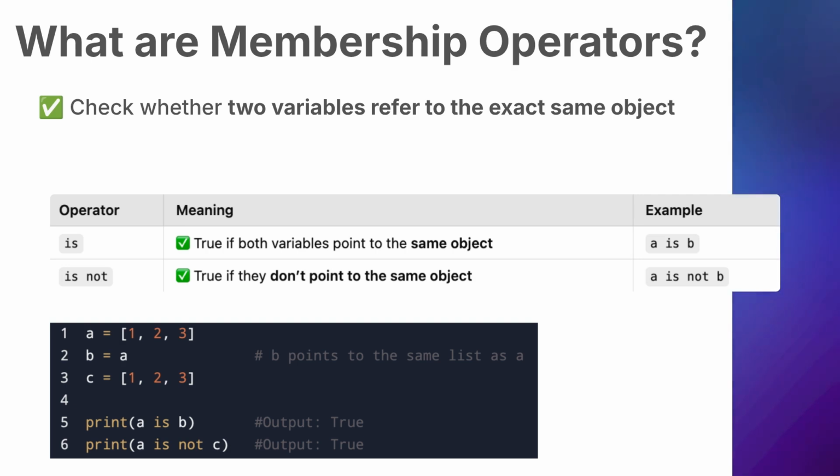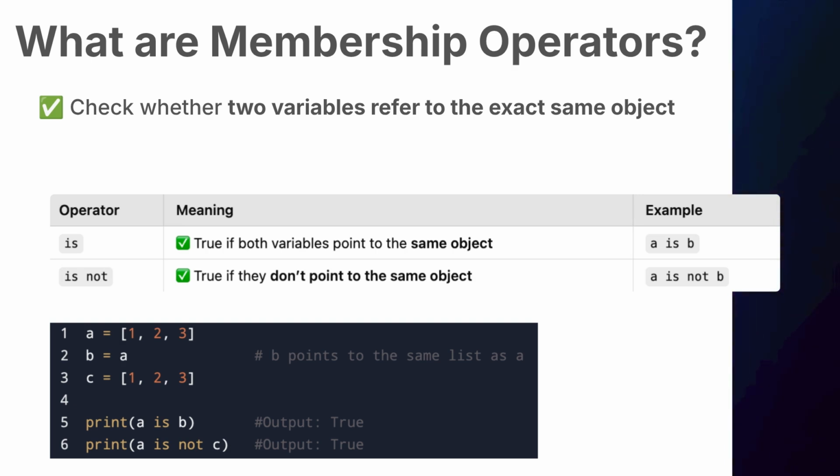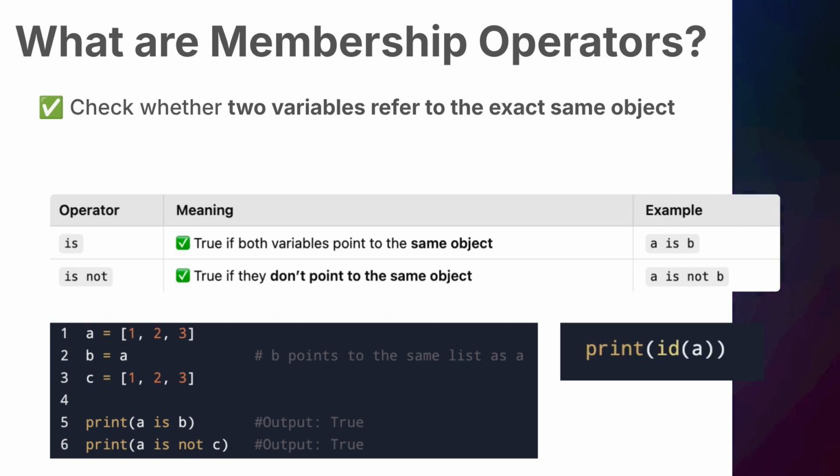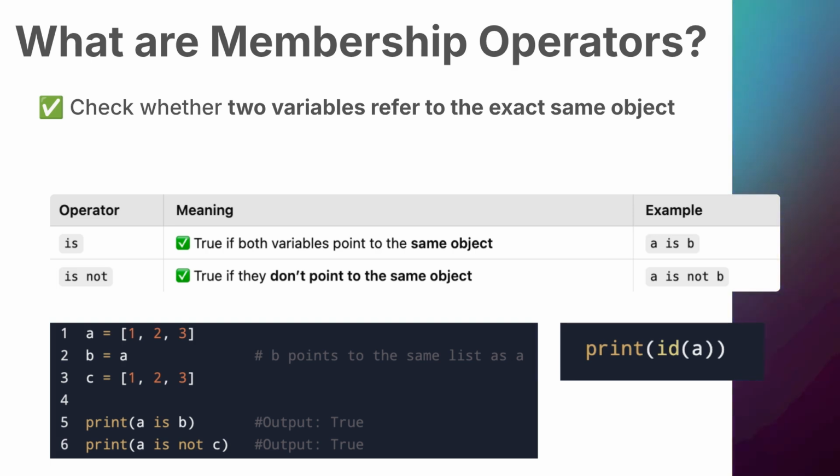Both output true. Why? Because b equals a means b is just another name for the same list. They share the same memory. Even though a and c look the same, they're two separate lists in memory, different objects. So is not returns true. If you want to check the memory, use the id function. It shows the memory address.